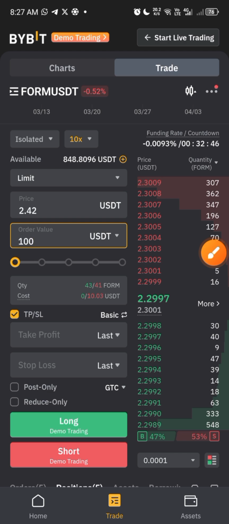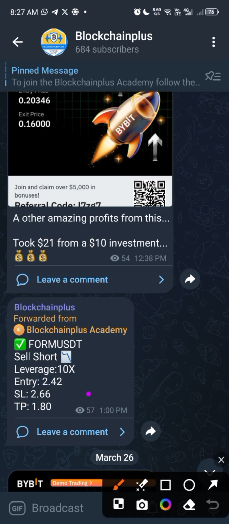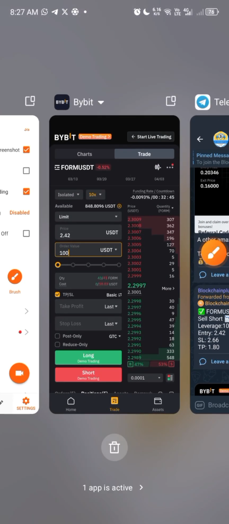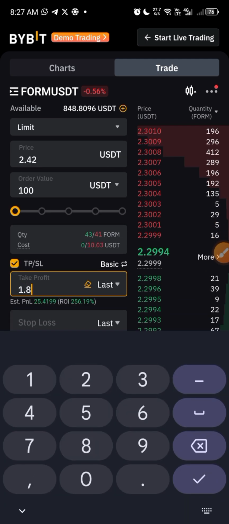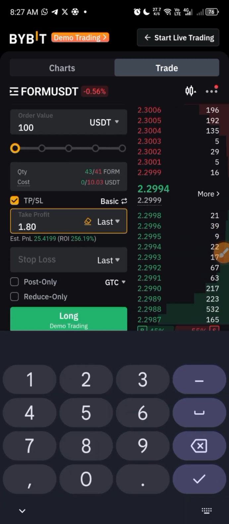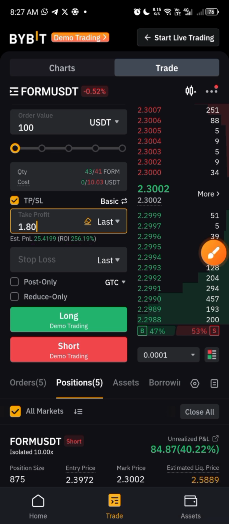So the take profit, I already told us where the take profit is. Let's go back and bring it out so you can see. So you can see the SL is 2.66, take profit is 1.8. So we are going to go back now and then you put your take profit TP 1.80. You can see the return on investment is going to be, since I'm using $10, it's telling me I'm going to make $25 because ROI is 256%, right?